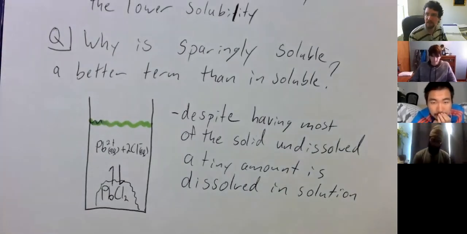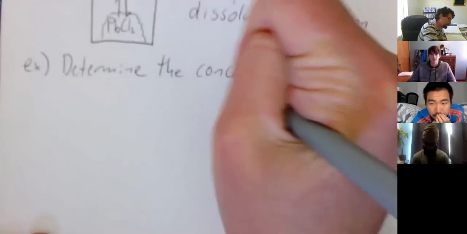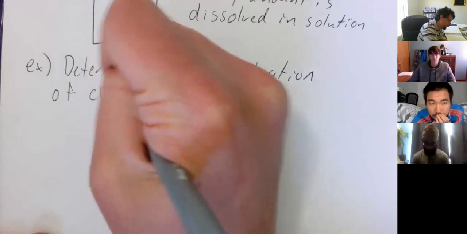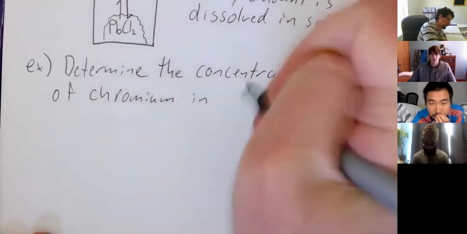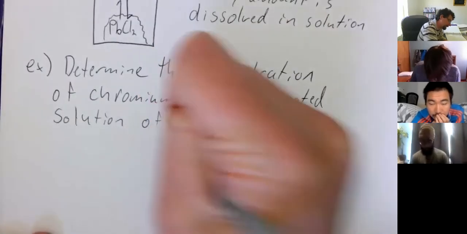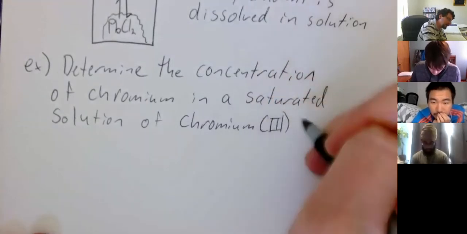Okay, so let's look at an example of using KSP and determining some concentrations. So our example, we're going to determine the concentration of chromium in a saturated solution of chromium 3 hydroxide.